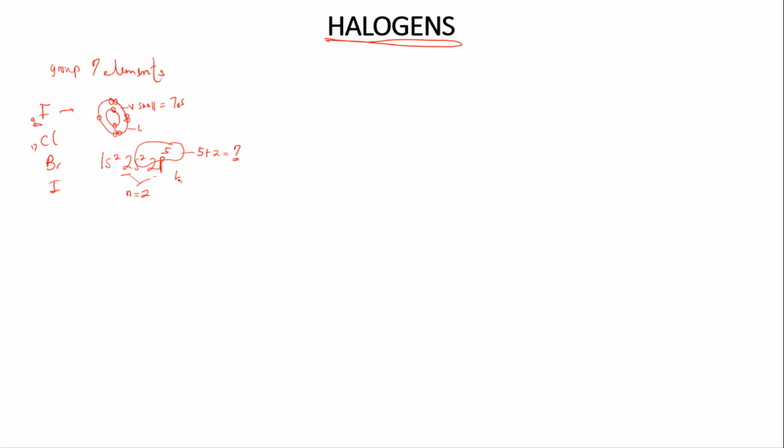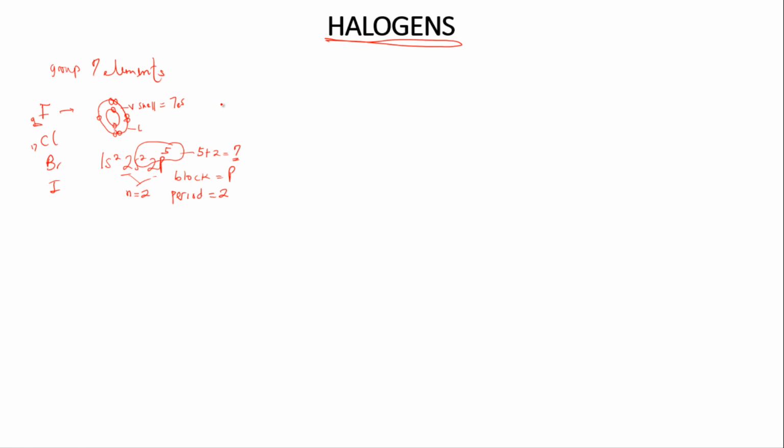With this, you can get the block, P, and you can get the period. The period was 2. Therefore, basically for fluorine, it is in group 7, block P, and period 2. And I've told you that they are non-metals.